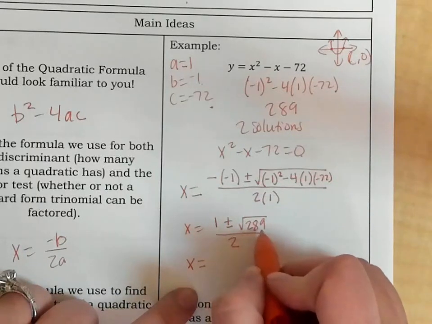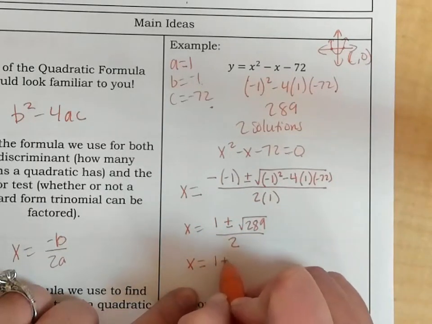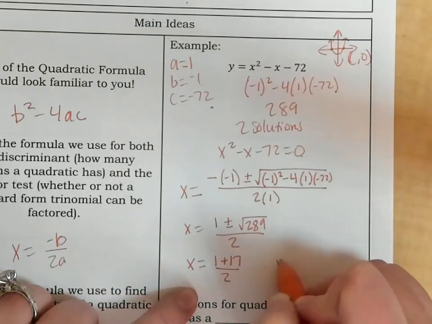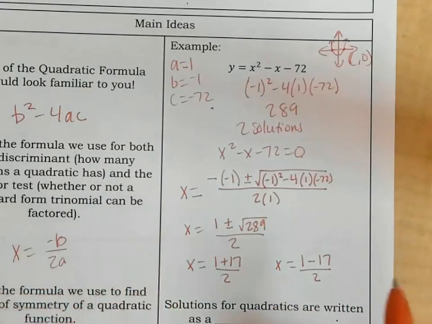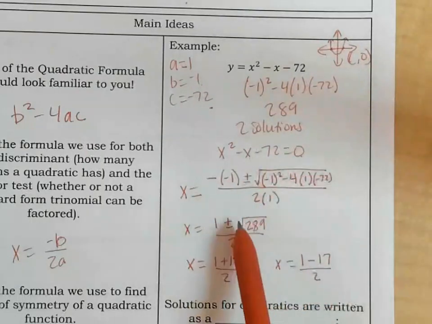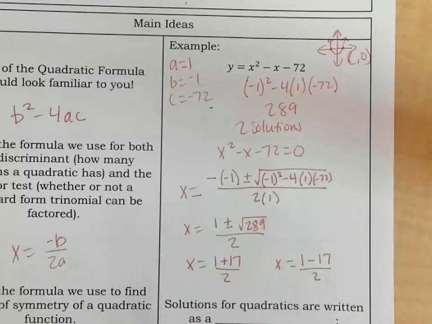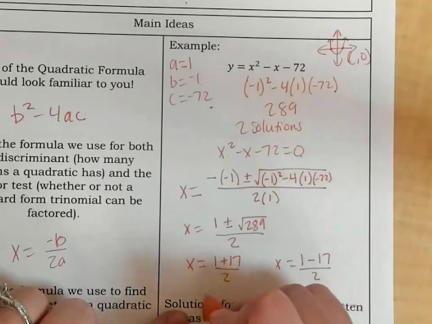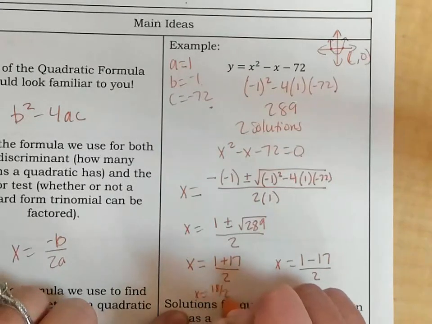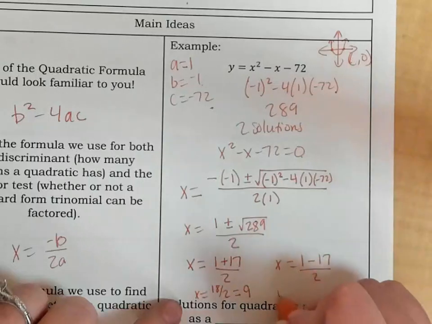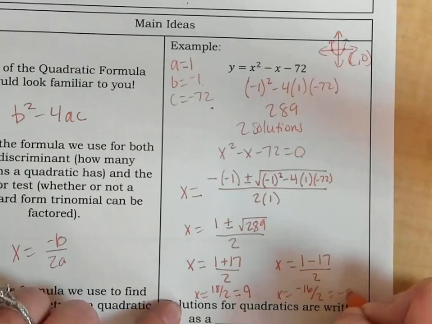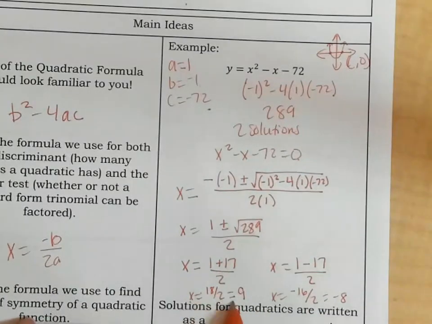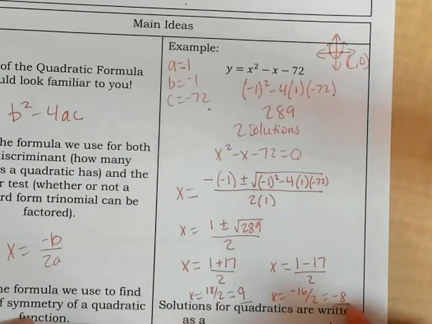If we do the square root of 289 to simplify that, we get 17. So we're going to have 1 plus 17 divided by 2. But we're also going to do 1 minus 17 divided by 2. And that way we end up with 2 separate solutions, which is what we're looking for. That's what that plus or minus allows us to do. So 1 plus 17 is going to be 18 divided by 2, which in this case is 9. And then over here, 1 minus 17 is negative 16 divided by 2 is negative 8. So we end up with these two solutions, 9 and negative 8.